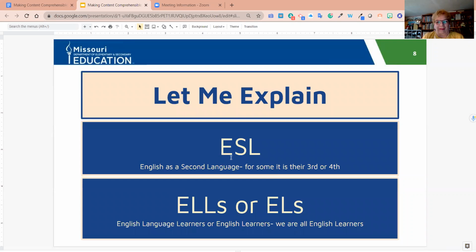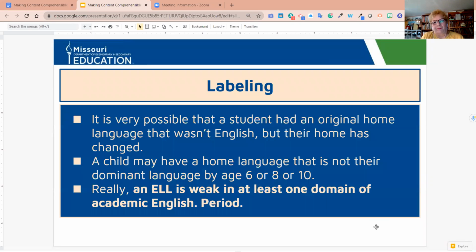So let me explain a little bit. ESL means English as a second language. And the reason I dislike that is because for some of our English language learners, this is their third or fourth language, not their first language or their second language. And ELLs or ELs is English language learner or English learners. And we're all English learners all of our lives. We're continually learning how to use English better. So both of those are kind of inaccurate labels.